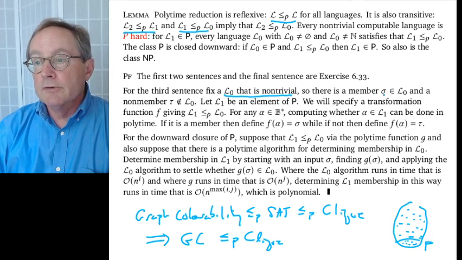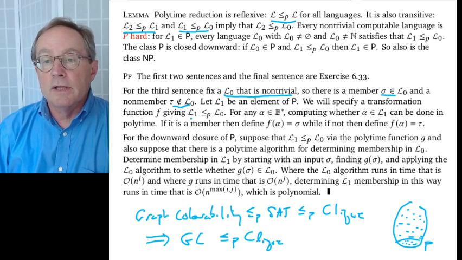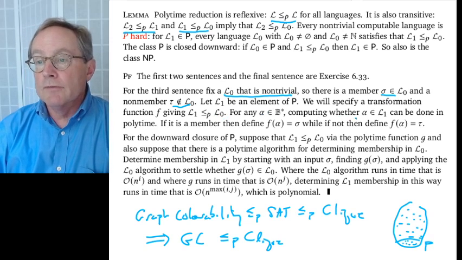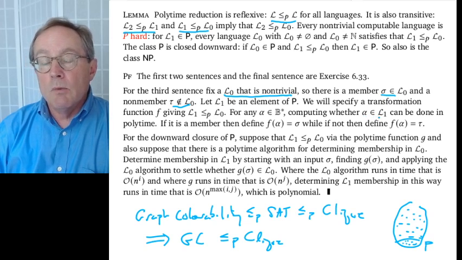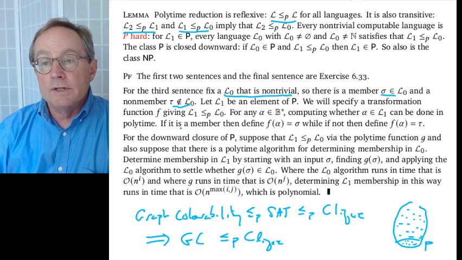So because L0 is non-trivial, there's something that's a member of L0 and there's something that's a non-member of L0. And of course, L1 is an element of P. I've got to specify a transformation function giving that L1 polytime reduces to L0. So how do you do that? Why, you have to decide how to compute whether alpha is in L1. The point of L1 is that it's in capital P. It's polytime computable. So alpha is in L1 can be done in polytime. So you can do the computation required for the transformation by just computing whether alpha is in L1.